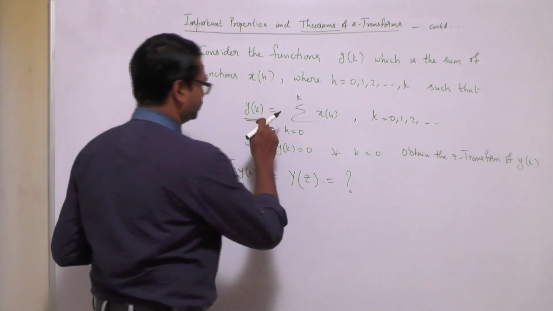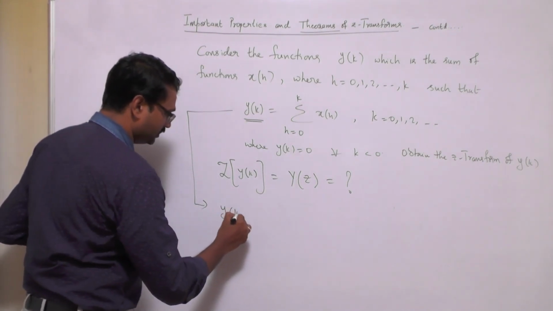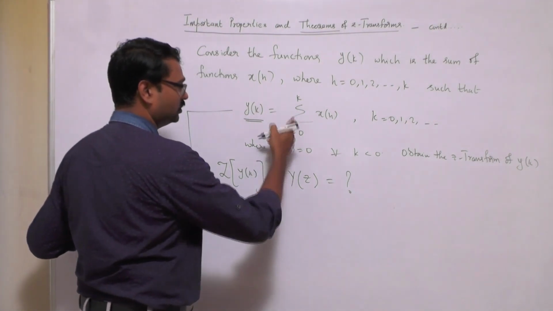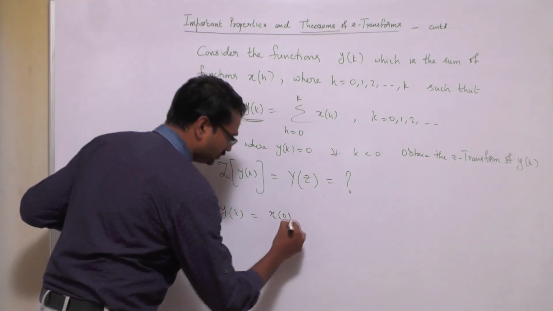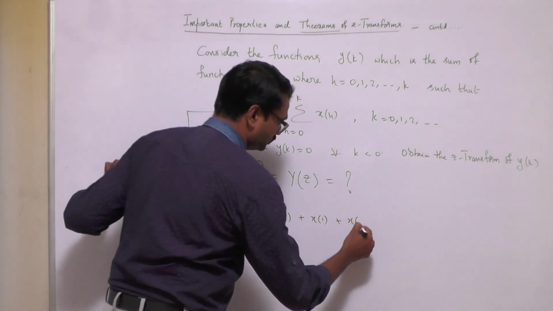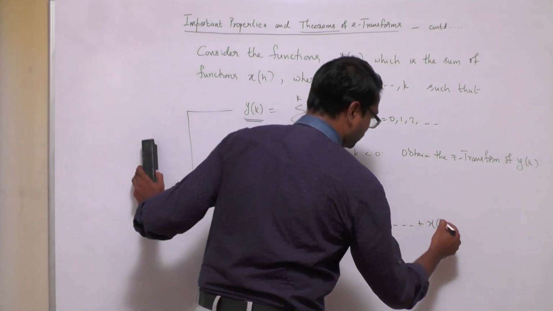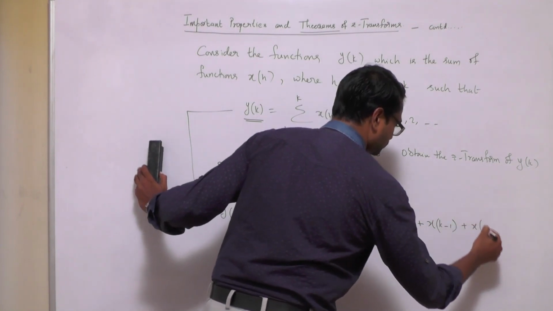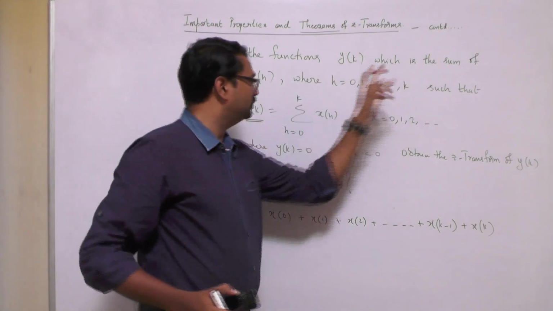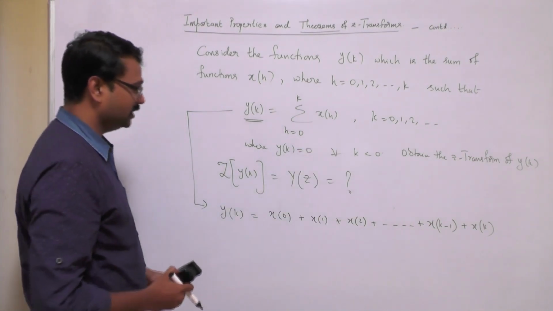For example, consider this function y of k. What is y of k? If you elaborate it, h is ranging from 0 to k. Therefore, x of 0 plus x of 1 plus x of 2 plus so on plus x of k minus 1 plus x of k. That is, y of k is the sum of many functions x of h, that is x of 0, x of 1, x of 2, x of k minus 1 and x of k.